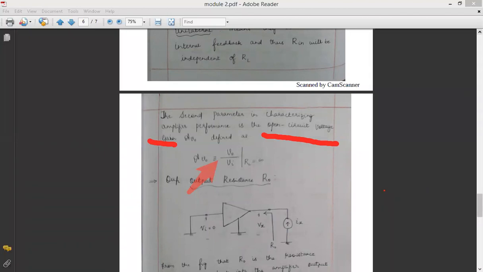Look at what I have shown here. In a MOSFET, what happens? The input impedance, that is the gate resistance, is very, very high. So when RG is very high, it results in open circuit. Similarly, if the value of RL is very high, it results in an open circuit output voltage. So the gain we call AV0, the open circuit voltage gain, is given by V0 by VI.